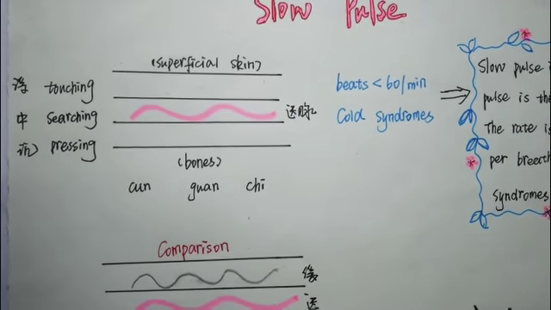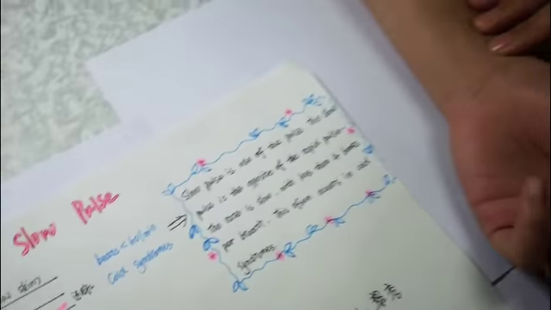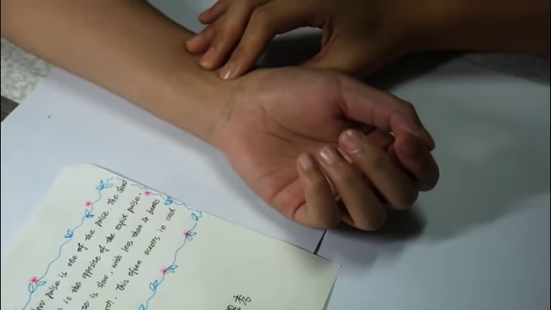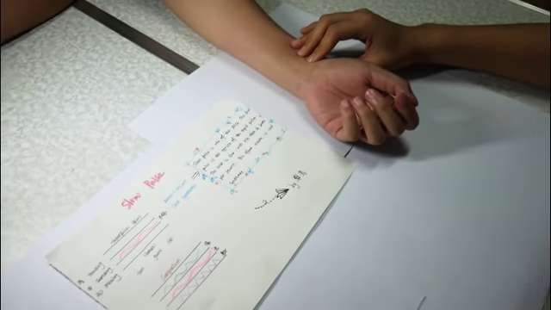Slow pulse is one of the pulses. The slow pulse is the opposite of the rapid pulse. The rate is slow, with less than 4 beats per breath. This often occurs in cold syndromes.